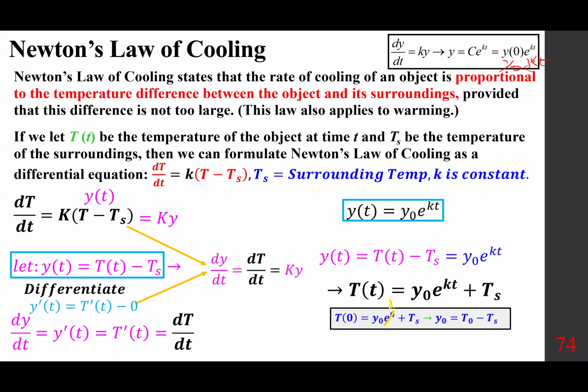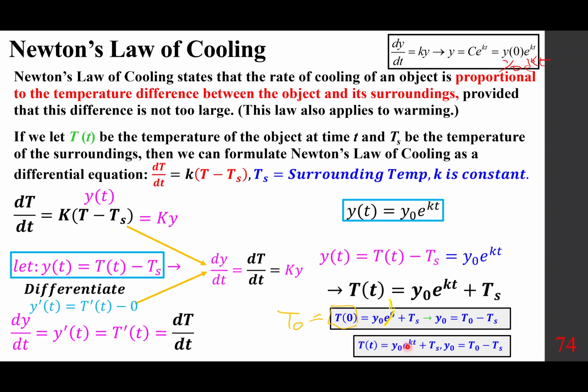So T of 0, which is the same as T sub 0, that is the initial value, is equal to y sub 0 plus T sub s. Therefore, y sub 0 must be T sub 0 minus T sub s. And so it gives rise to the following formula.